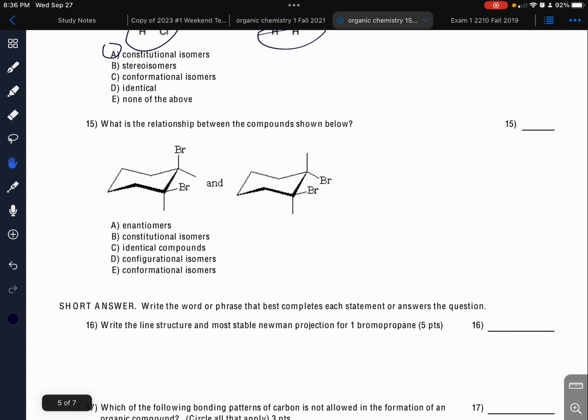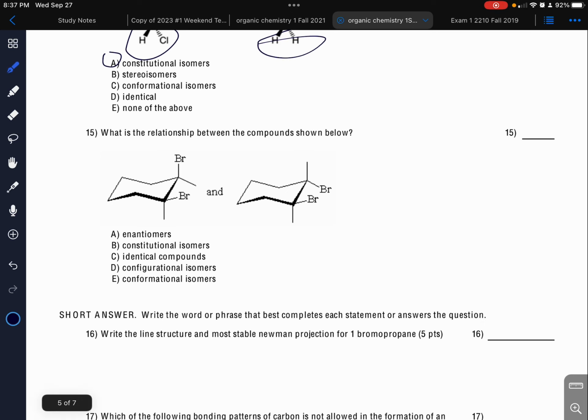What is the relationship between the compounds below? This first one is cis. This one is trans. Therefore, they're configurational isomers, or diastereomers.